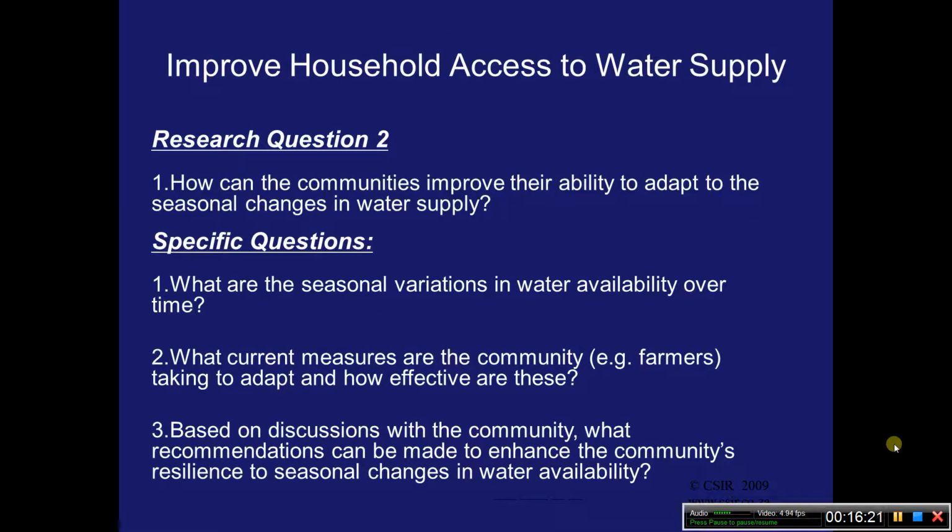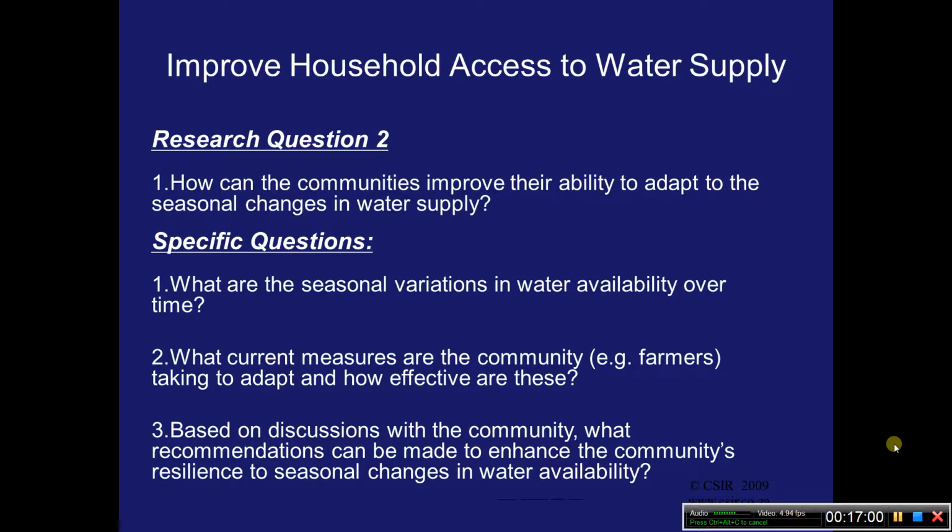So another example, from the second objective in the Eastern Cape, was to improve household access to water supply. I mentioned earlier that there are seasonal changes in water supply in this area. And so one of the questions was, how can the communities improve their ability to adapt to the seasonal changes in water supply? And firstly, we need to know more about what these seasonal variations are. And then what does the community do at the moment? The farmers, for example, how do they adapt to these seasonal changes? So we would need knowledge from the farmers. We need information from them.